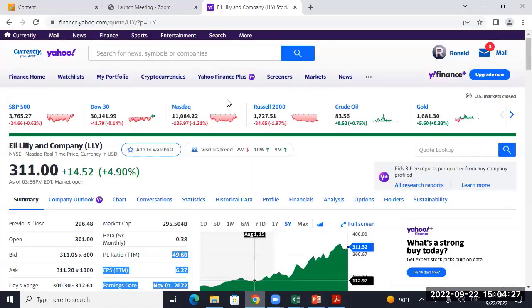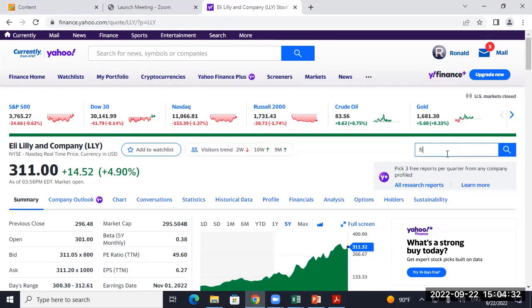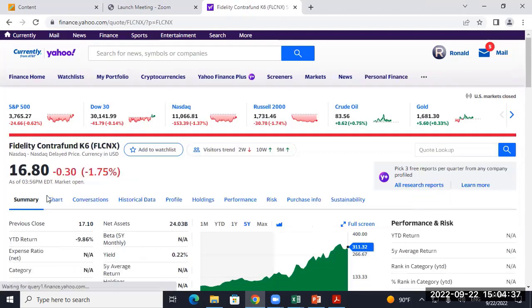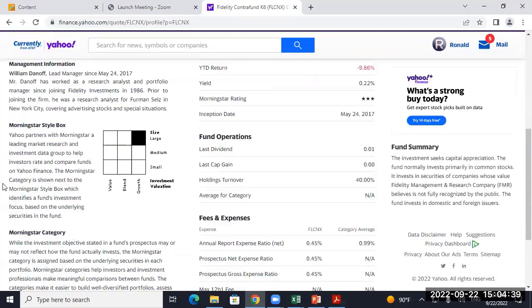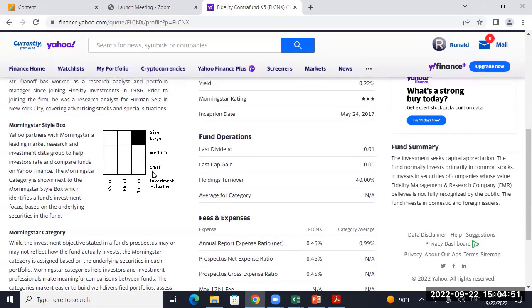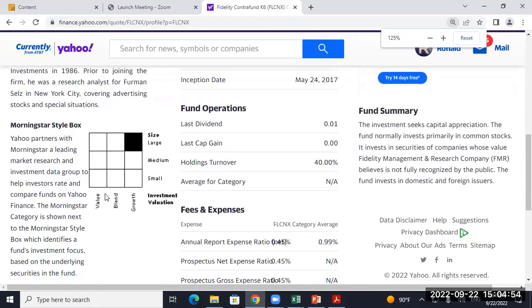If we go to the style box, so this is the Fidelity Contra Fund. You notice they have size up here and they have style down here. So how would you define the Fidelity Contra Fund? What are they doing? You have to say it in 3 words. What would you say?